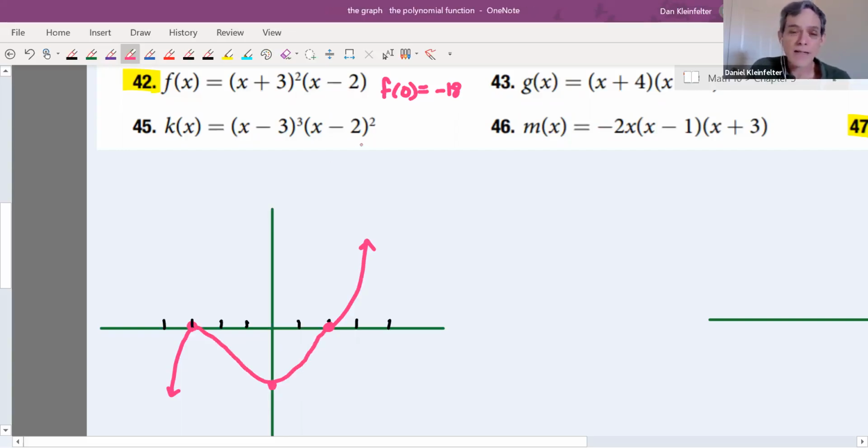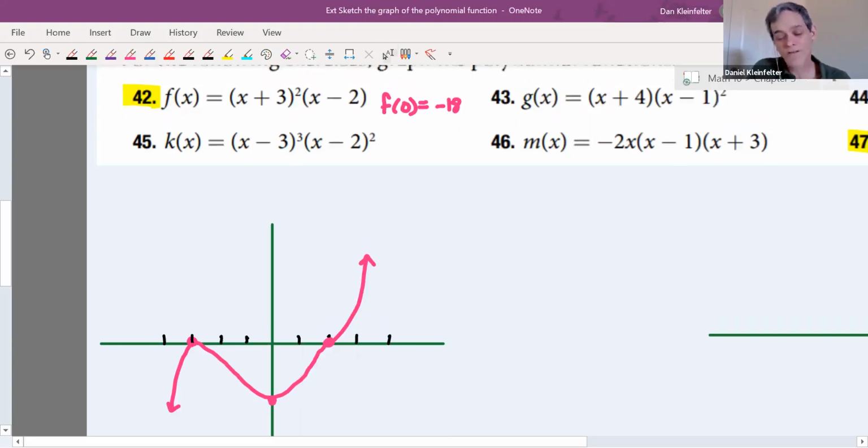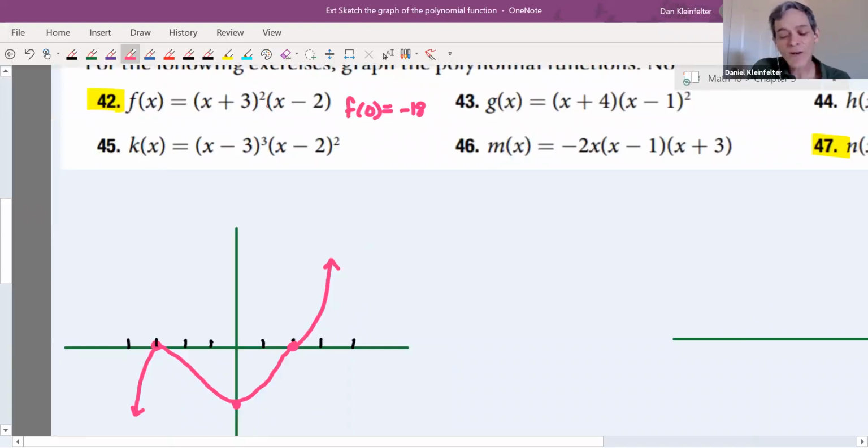Additionally, I've got that backwards. I'm looking at the wrong one. Sorry, I was looking at 45. At -3, that one has even multiplicity, so it bounces off. And at +2, it has odd multiplicity, so it crosses through.